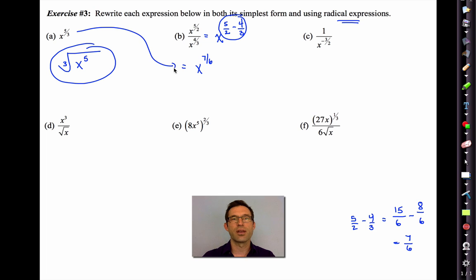Then I'm sitting right here, right? So that's going to be the 6th root of x to the 7th. Excellent. Oh, letter C. Well, this one's an interesting one. 1 divided by x to the negative 3/2. Pause the video now and think about what that would be.